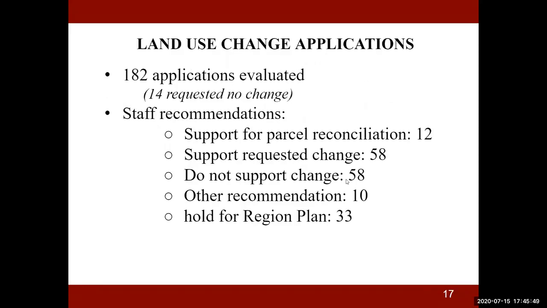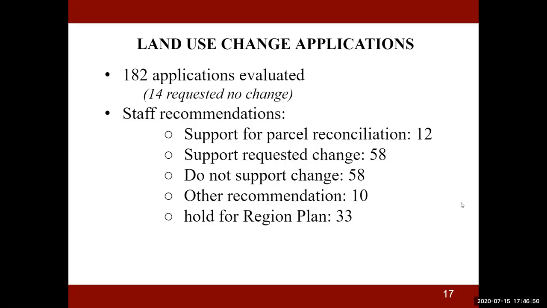We did look at and consider all of the land use change applications that we got. So we got about, I think it was 189 applications. 7 of them were withdrawn early in the process for various reasons. And so ultimately we evaluated 182 land use change applications. And of those, 14 of those applications were really just requests that the landowner wanted to maintain their existing land use, and we supported that. So the other recommendations that we have made on the others, we've supported 12 requests to simply better align the land use with the parcel boundary. We've supported 58 of the land use requests, and then we recommend not supporting 58 of the land use requests.